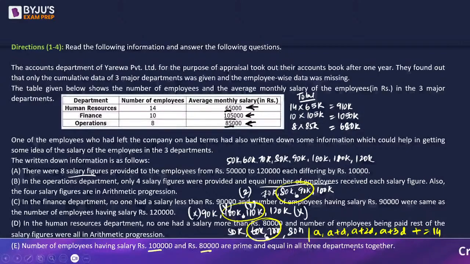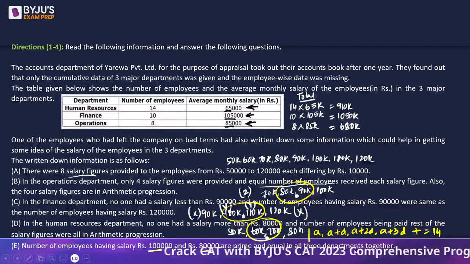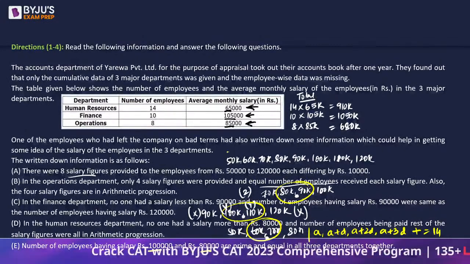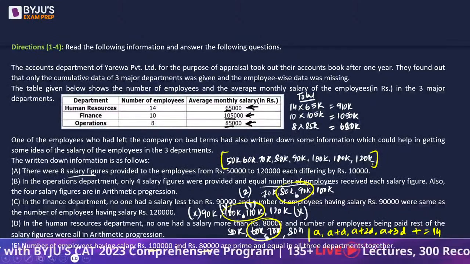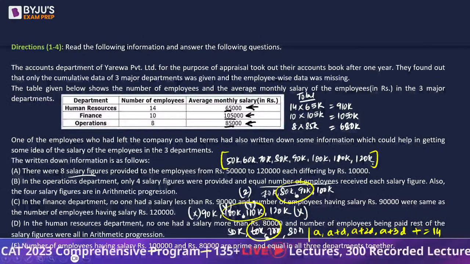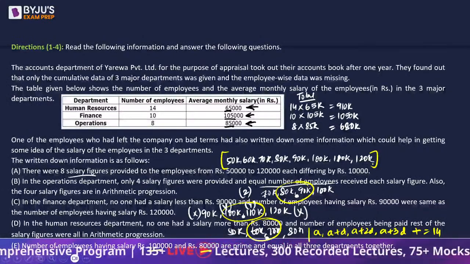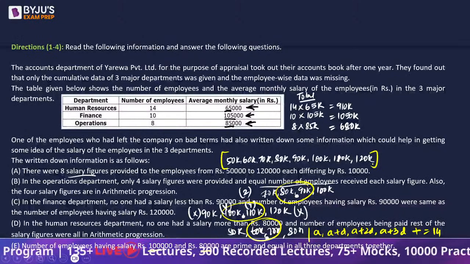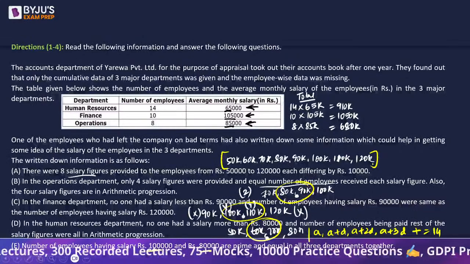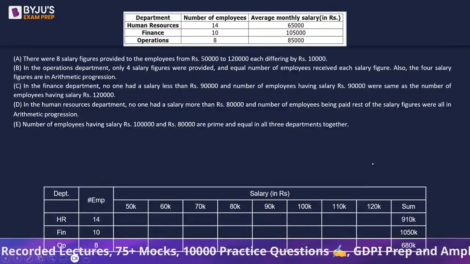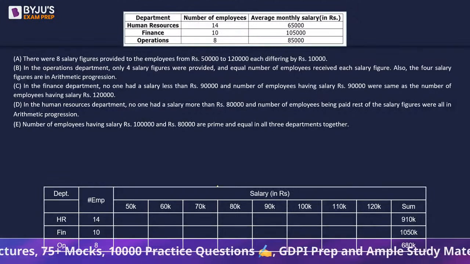So how to represent it? Can we say we should redraw a table where we will be looking at departments and number of employees, and all these 8 salary figures as the columns. And in the columns, along every department, we will write down how many employees received that particular amount, and the average monthly salary and total monthly salary, so that we can calculate what the sequence is. So if we draw that table, this is what we are going to get, right?